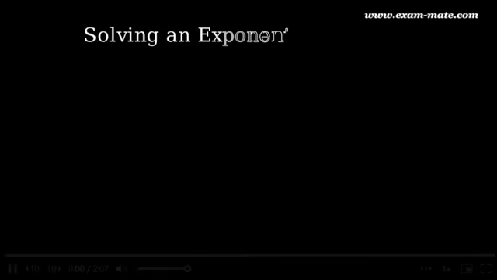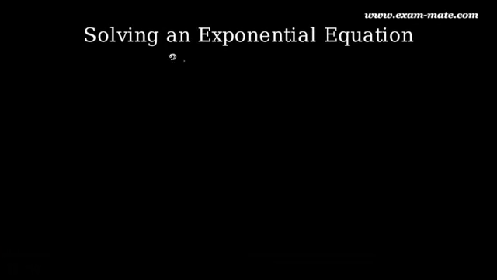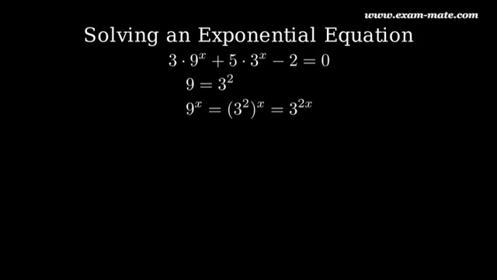Let's solve this exponential equation step by step. We start with 3 times 9 to the x plus 5 times 3 to the x minus 2 equals 0. The first key insight is that 9 is actually 3 squared. So 9 to the x can be rewritten as 3 squared to the x, which equals 3 to the 2x. Let's substitute this back into our original equation. This gives us 3 times 3 to the 2x plus 5 times 3 to the x minus 2 equals 0.